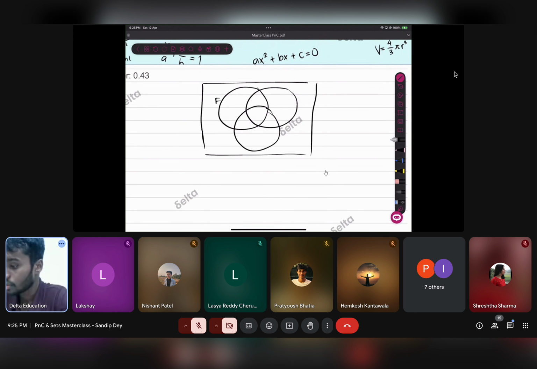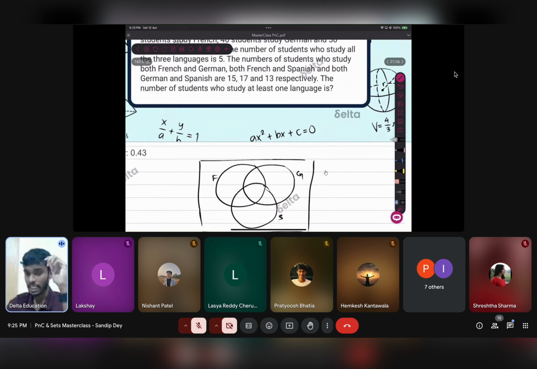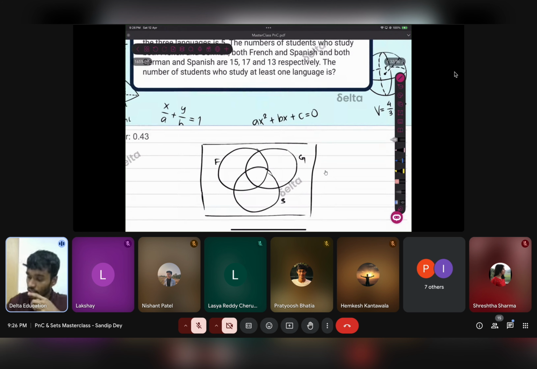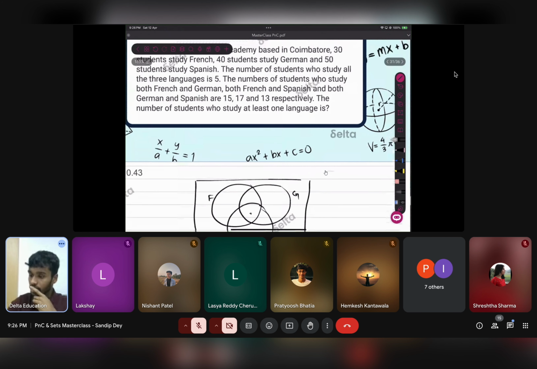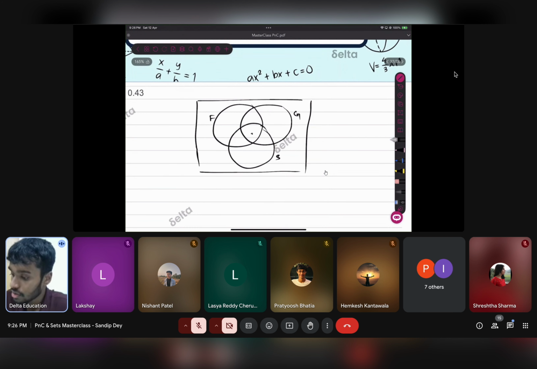This is for French, this is for German, and this is Spanish. So here, first of all, whenever you get a Venn diagram question, try to find the intersection of all three first. If there is no such intersection given, then you can manipulate the data and get the intersection. But first try to fill this middle place. So I know that the number of students who study all three languages is 5. So there are 5 students belonging to this position.